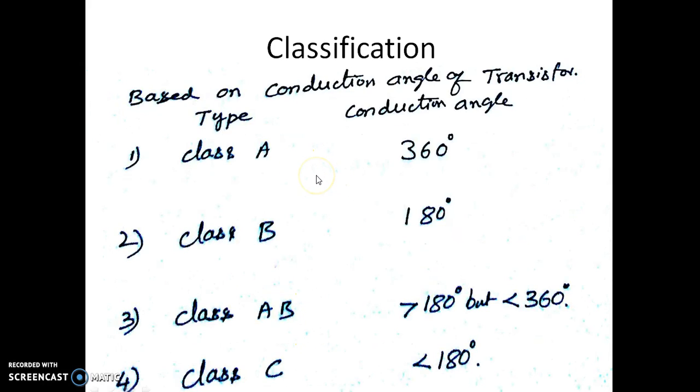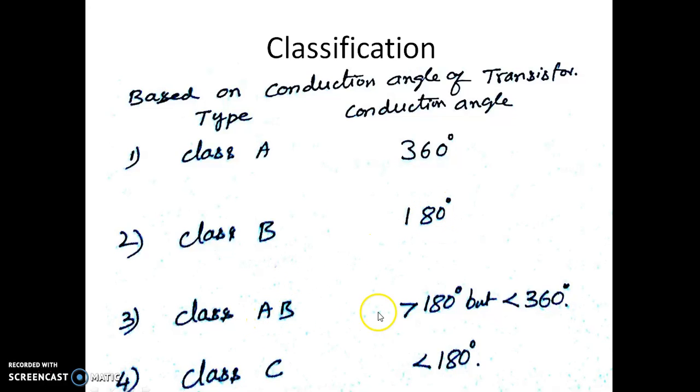Now we should see the classification of the power amplifiers. They are classified based on the conduction angle of the transistor. So now here you can see we have 4 basic categories of power amplifiers. One is class A. The conduction angle is 360 degrees, meaning the transistor will be conducting for the entire cycle of the input signal. In class B type of power amplifiers, it will be conducting for only half a cycle.